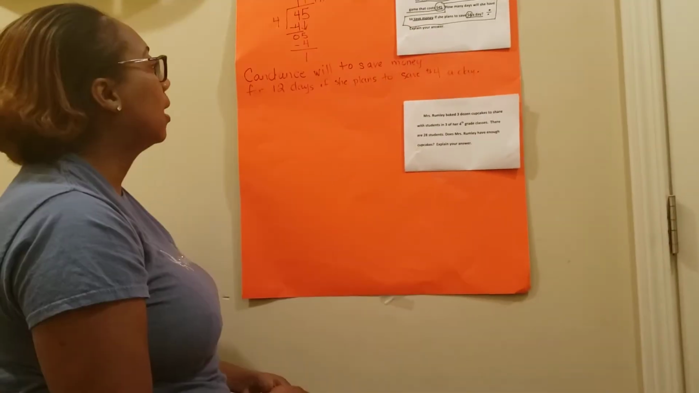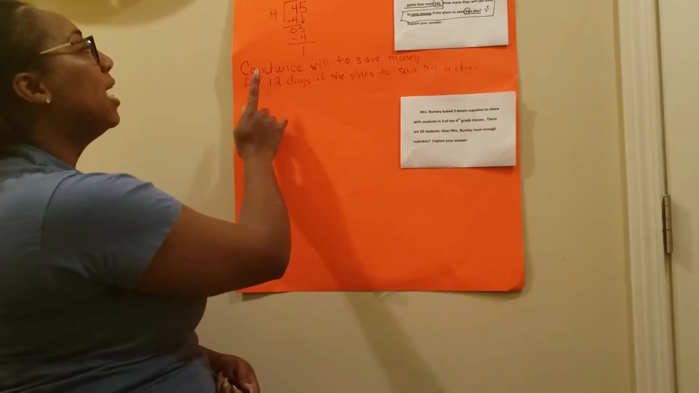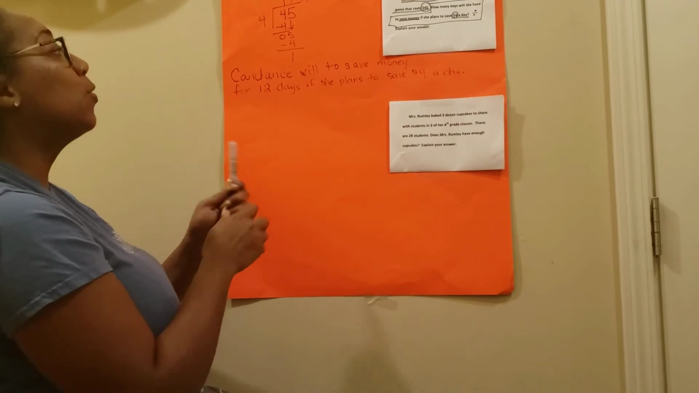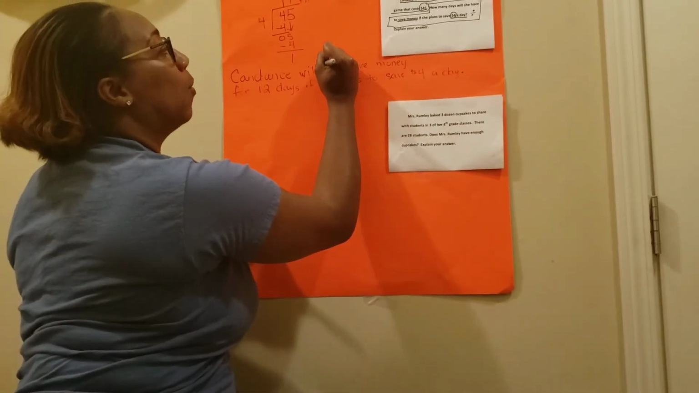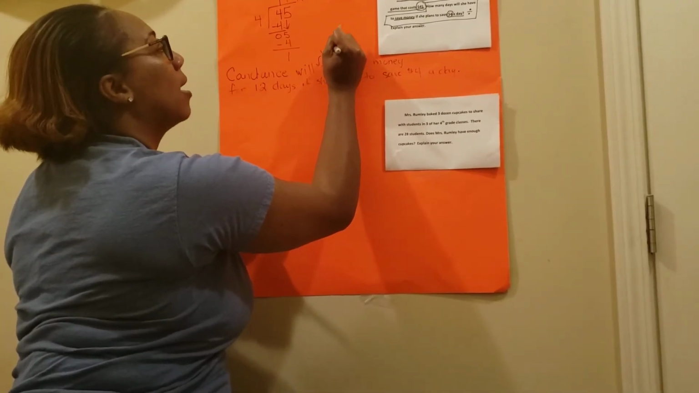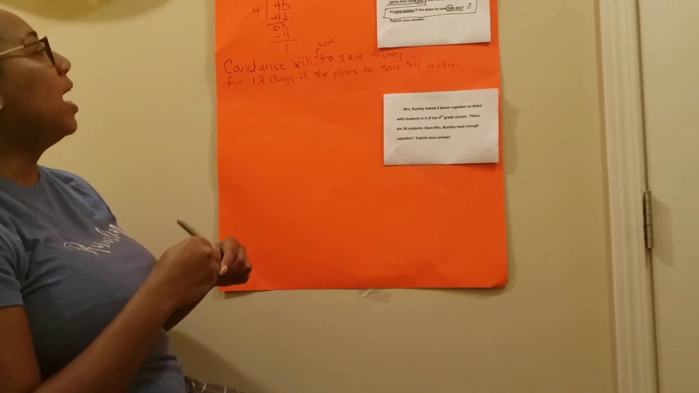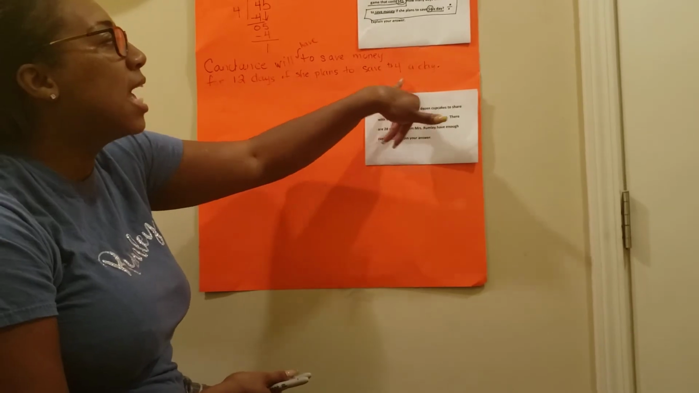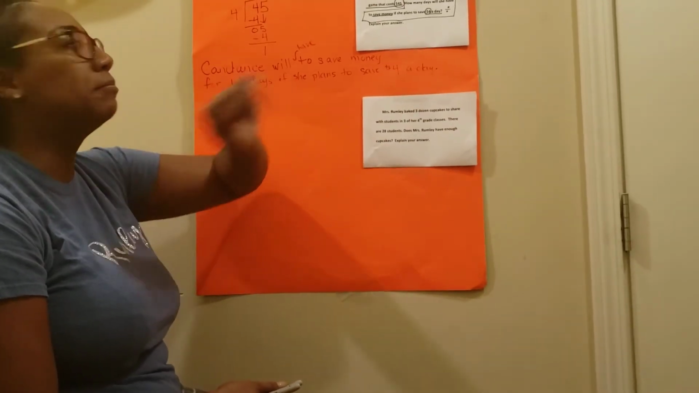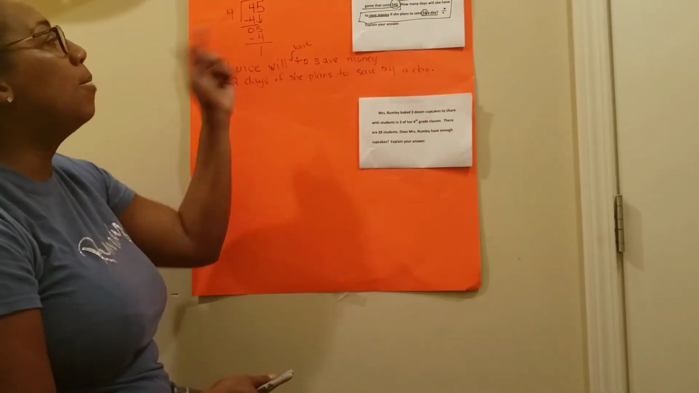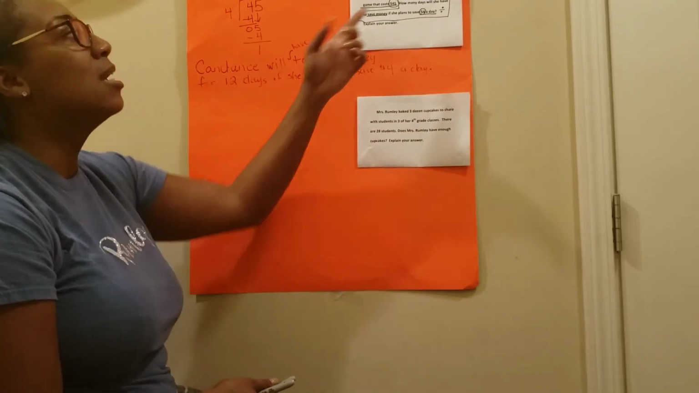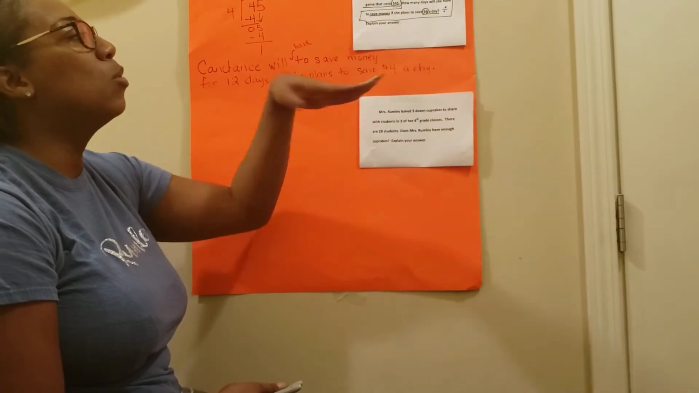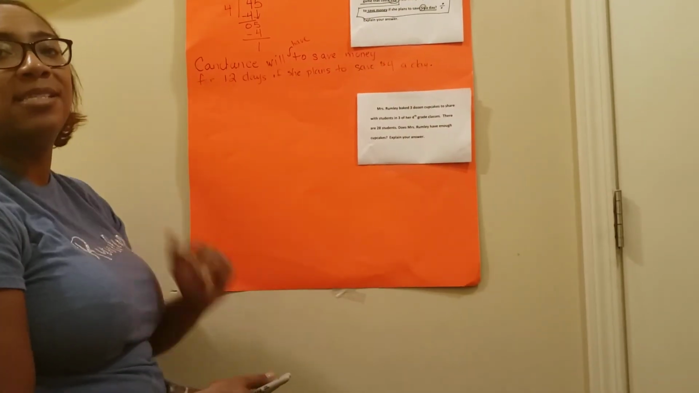Okay, so Candace will, and was just brought to my attention, I made a mistake. So Candace will have, I need to add the word have here. It's okay, we can make mistakes. So Candace will have to save money for 12 days if she plans to save $4 a day. Okay, that's how we solve that problem, and we have a complete sentence using what our question asks us, using the same words in our question. We just turned it around and made it a sentence.